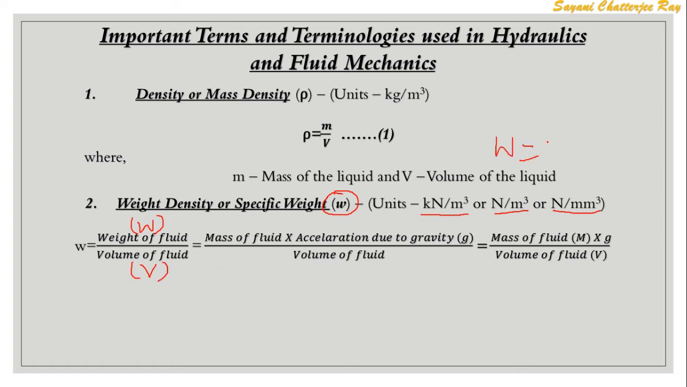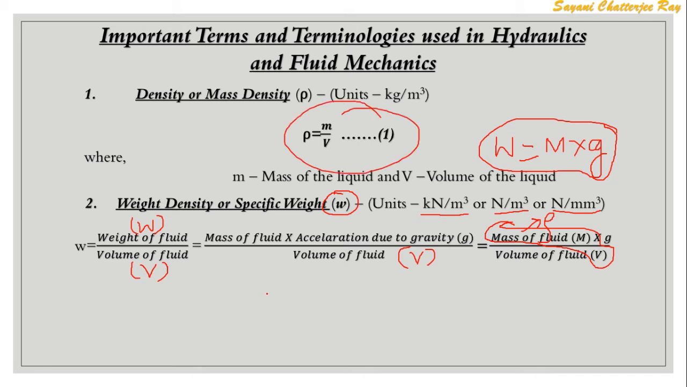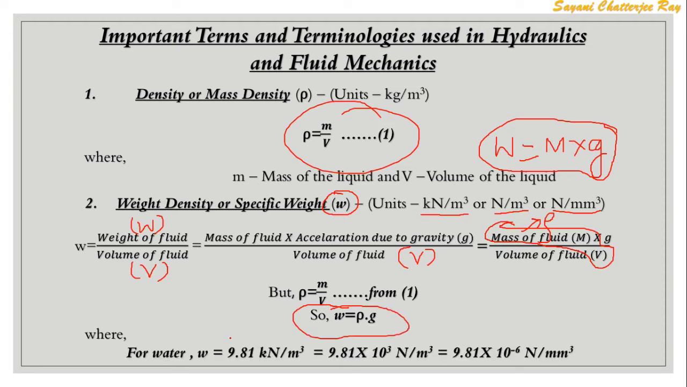Now W, or the weight of the fluid, equals the mass of the fluid multiplied by acceleration due to gravity, that is m into g. Now the volume of the fluid is V, and my dear students, mass of the fluid divided by volume of the fluid, we have already studied, equals rho, that is mass density, from equation number 1. So our equation will now look like w equals rho into g. For water, weight density or specific weight is equal to 9.81 kilonewton per meter cube.